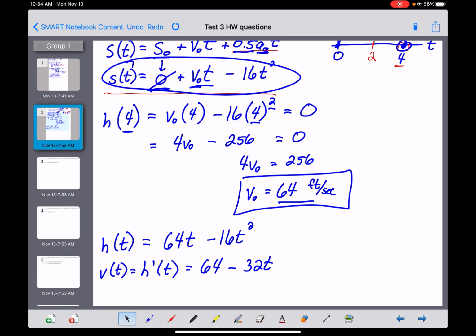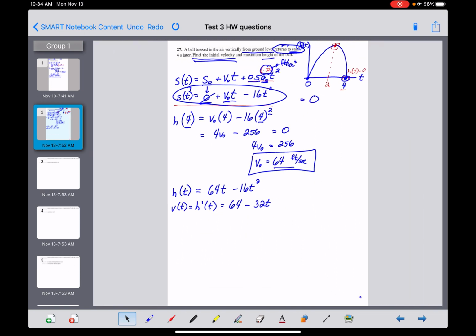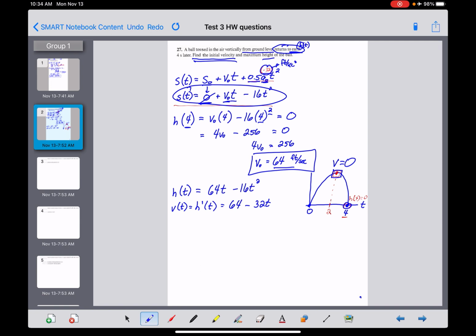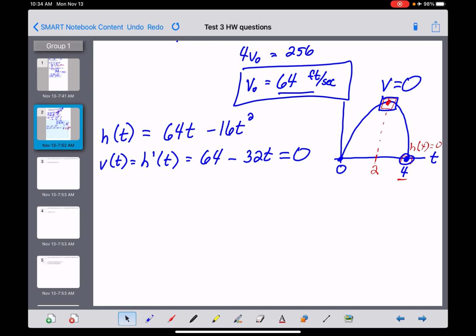And again, we want to focus on the idea. Let me bring this graph down here, everybody, so we can see it a little better. We want to focus on the idea that at the apex right here, when this ball reaches its maximum height, we know that our velocity is equal to 0. So I'm going to take that velocity function right there, set it equal to 0, and solve. And again, I know you guys know where this is going. I'll bring the 32t to the other side and get 64 is equal to 32t, divide by 32, and get t equals 2.